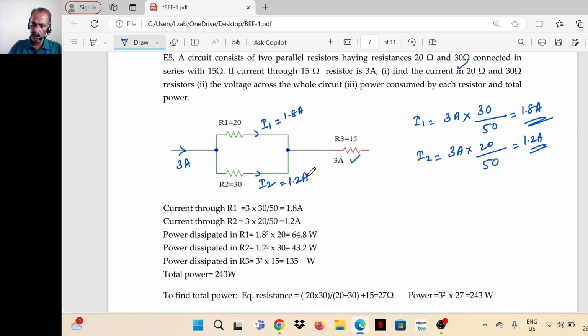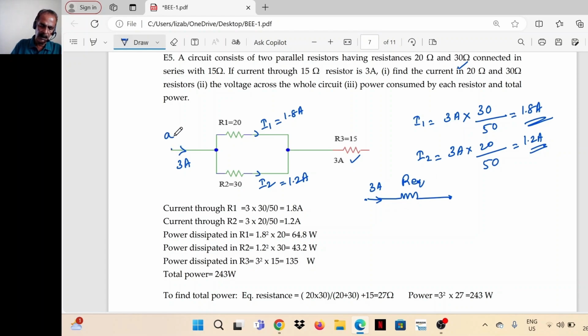Now the voltage across the whole circuit. For that, the 3 ampere into R equivalent is the voltage across the whole circuit. This is R equivalent, and this is 3 ampere. So 3 into R equivalent is the voltage across the whole circuit.